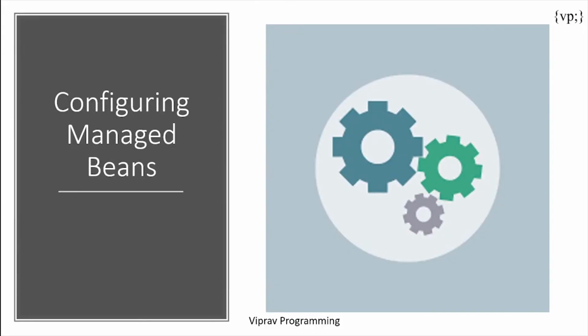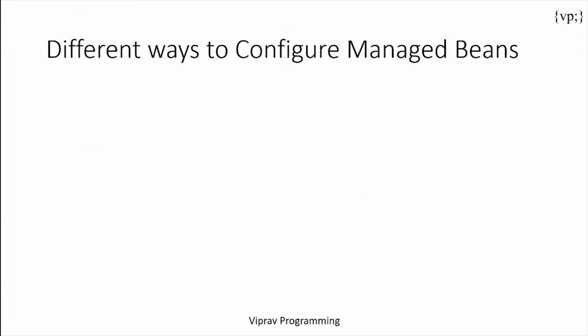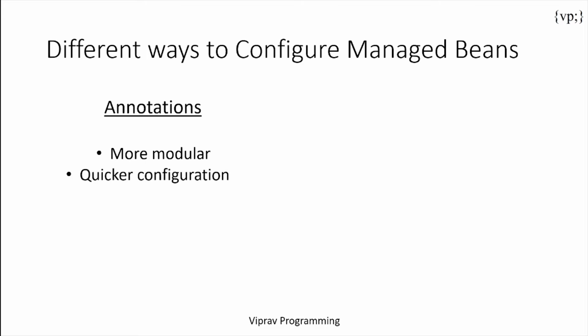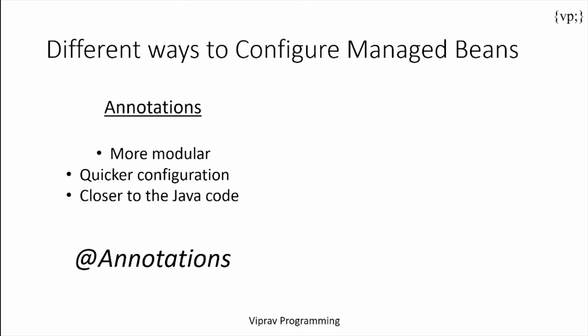Okay, so now that we're back in our slides, let's go ahead and check out configuring managed beans. So there are different ways to configure managed beans, like you saw in the example that I've shown. You can either use annotations, or you can use managed bean creation facilities or XML files. So the pros of annotations is that it's much more modular. It allows for quick configuration right in the code of the Java class, and it's closer to Java code, which is great for Java developers.